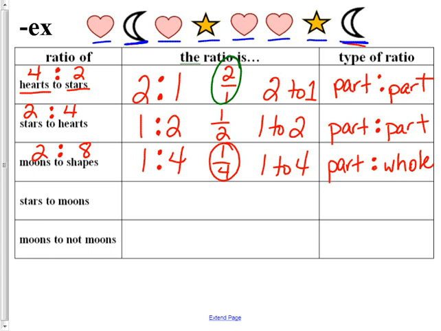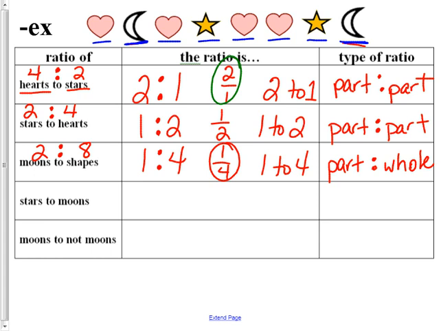That is the only kind of ratio. Part to whole ratios are the only ones that really make sense as fractions. So understand again, ratios and fractions are not the same thing, even though a part to whole ratio can be thought of as a fraction.